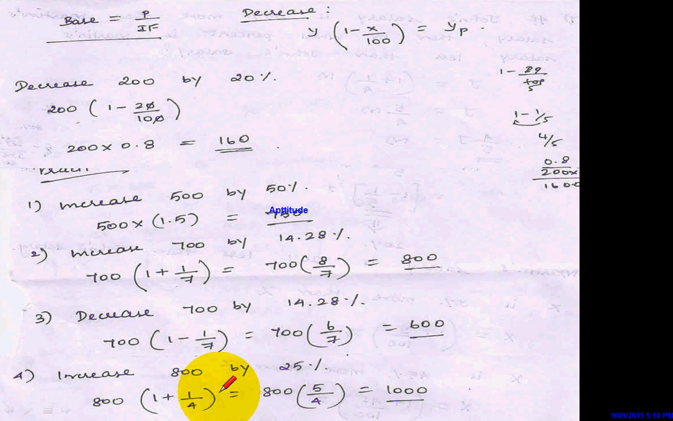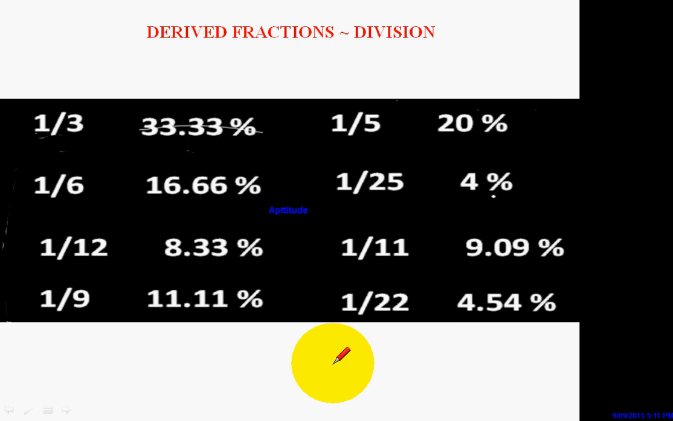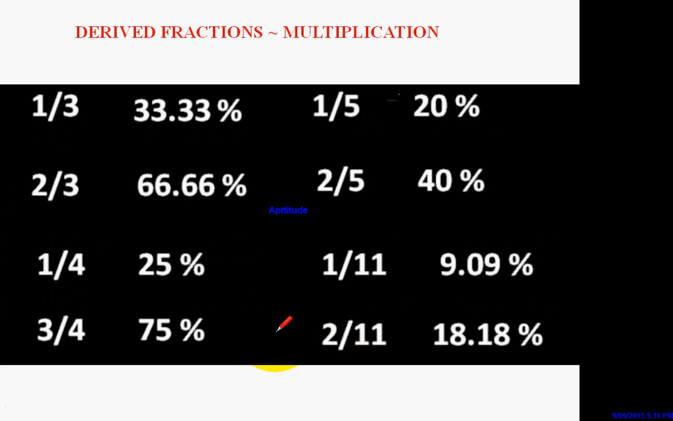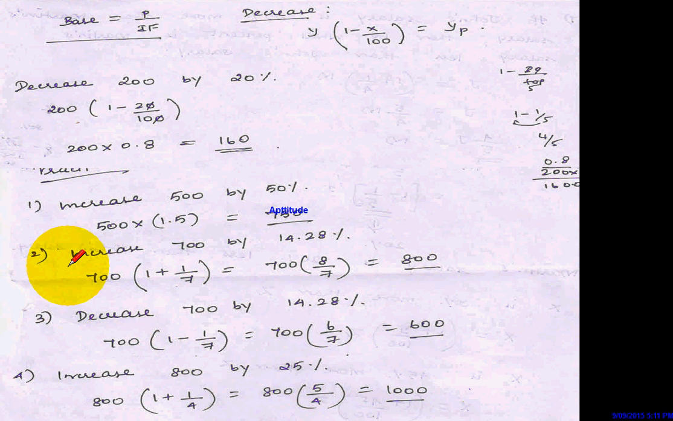And the next one is increase 800 by 25%. So 800, and you know that the fraction corresponding to 25% is 1 by 4, isn't it? So 800 into 1 plus 1 by 4, that is 800 into 5 by 4, which is 1000.